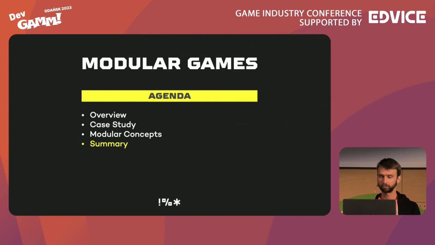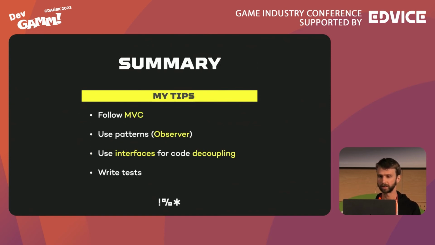Basically, that would be all that I have to say. I have some tips that will summarize my talk. So basically, I really strongly recommend using the MVC pattern. It's great to use those observer and state machine patterns that support this MVC. And as I showed you with this case study, interfaces are a great tool for decoupling cyclic dependencies, some hard-to-untie dependencies in your project.